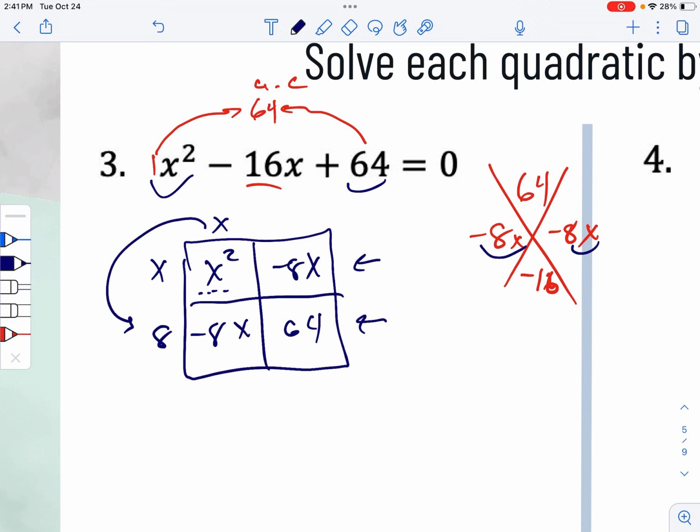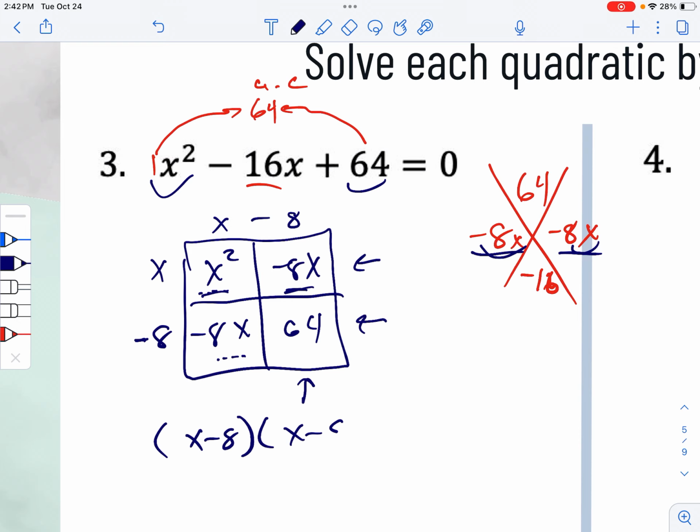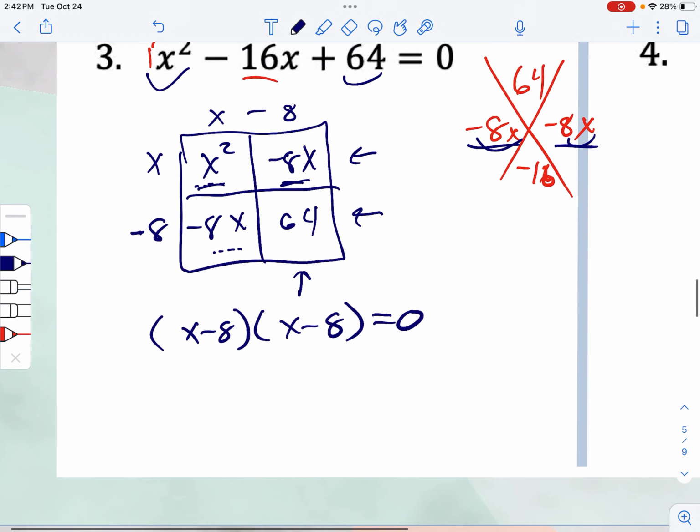But this x times this 8 is not going to give me negative 8x, so I have to make this a negative 8. So most of the time, when these two are both negative right here, your second terms in both of them are going to be negative also. So like right here, you'd think 64, negative 8x going up and down. This would be positive 8. But when I multiply this x times x, I get x squared, and this x times 8, I need to get negative 8x. So yeah, I'm going to change this to a negative 8. So both my factors are x minus 8 right here, and that equals 0.